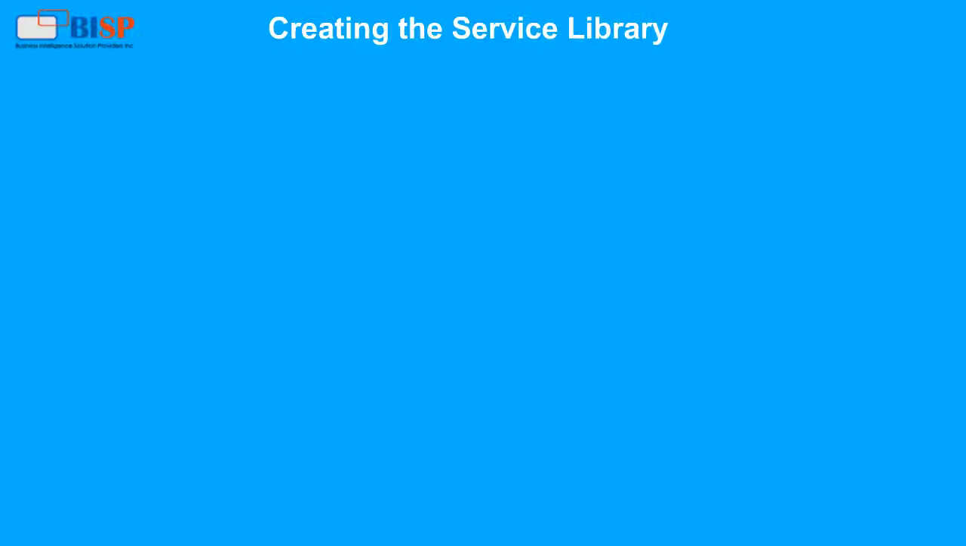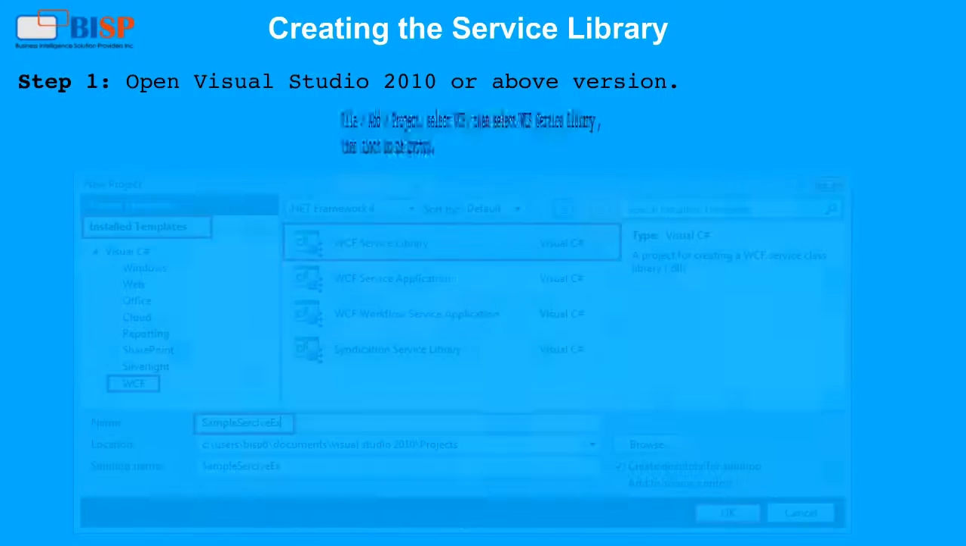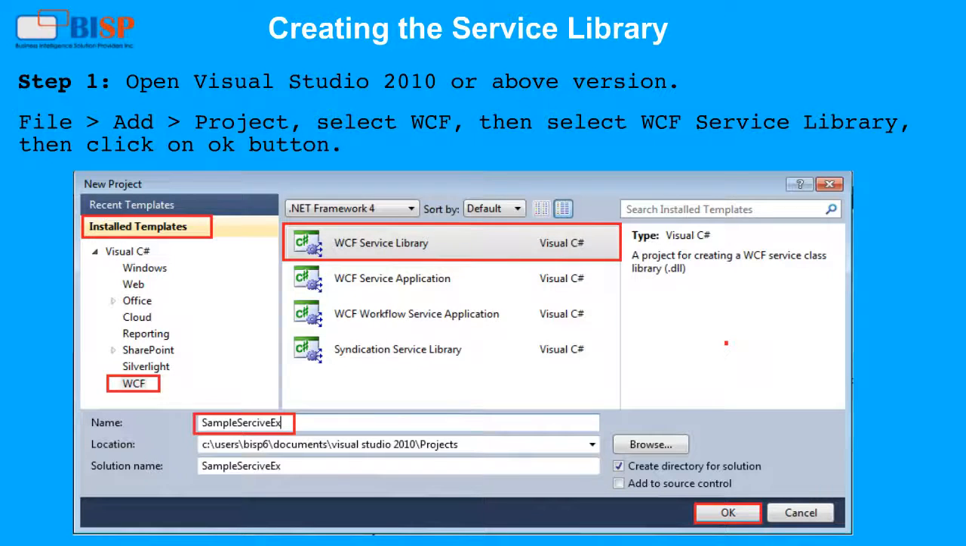Creating the service library. Step 1. Open Visual Studio 2010 or above version. File, Add, Project. Select WCF, then select WCF Service Library, then click on the OK button.